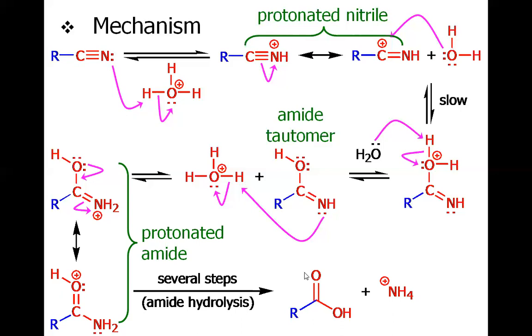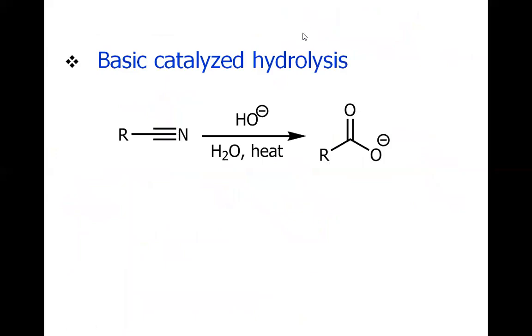So this is the acid catalyzed hydrolysis of the nitriles. Now let us discuss the base catalyzed hydrolysis of the nitriles. Again, as we have been discussing many times, we will end up with the carboxylate salt, and then upon acidic workup, we may get the carboxylic acid.